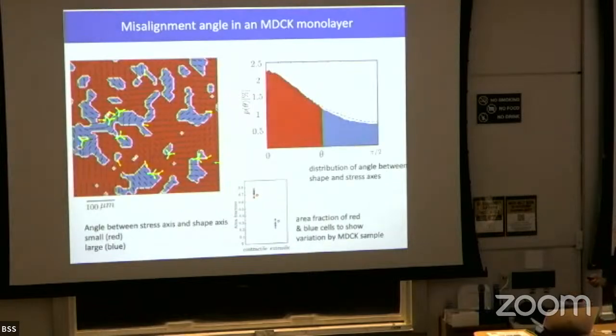And if I plot the actual misalignment angle as a probability distribution, okay, you can see that it can vary all the way from purely contractile to purely extensile. Things tend to be contractile, but you can have extensile once again. And we did this for 11 different samples, all right? And this was the fraction of extensile and the fraction of contractile. And this sort of shows that if you do a lot of experiments, you get the same story.